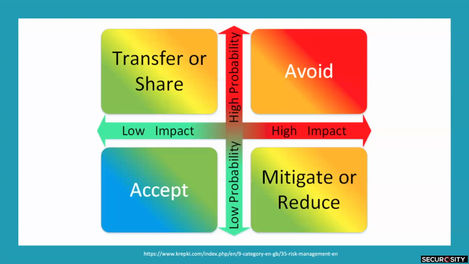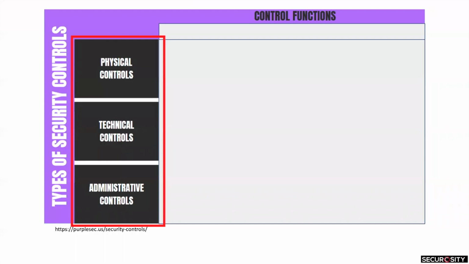Choosing a risk treatment option is influenced by many factors, such as costs and benefits, maturity of an organization, etc. That said, risk mitigation is the most common risk treatment option. To mitigate risk, we implement 3 types of security controls. First is the physical controls. Second, technical or logical controls. And finally, administrative or management controls.